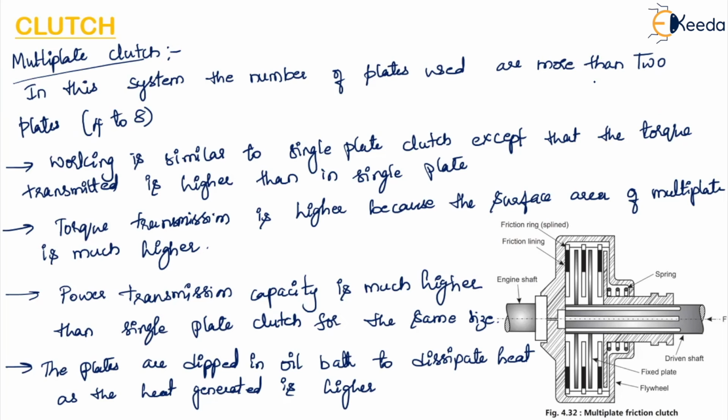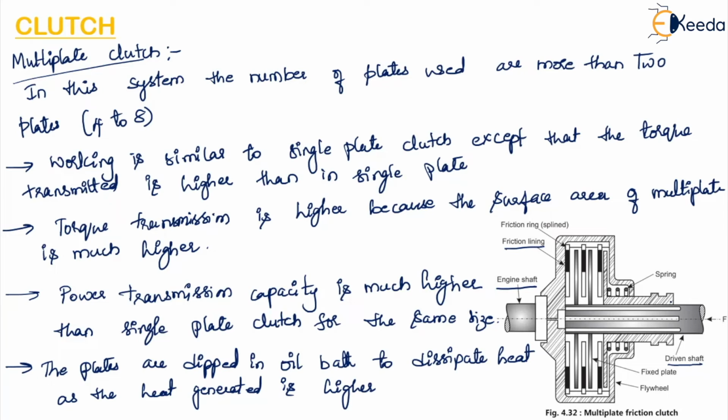From the figure we have seen that in the single plate clutch we had only one plate and there was friction lining present on the plate. But here there are multiple plates. This is the engine shaft, that is the driving shaft, and this is the driven shaft. These plates are mounted on the driven shaft, and springs are provided for this driven shaft to move closer to the driving shaft or away from the driving shaft, as we have discussed in the single plate clutch.